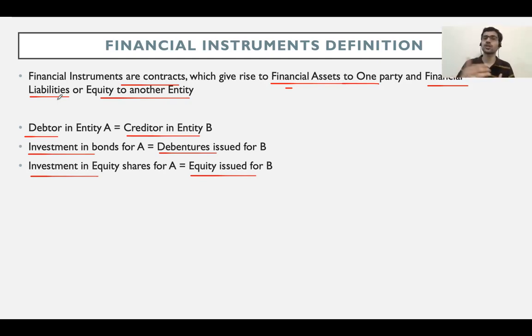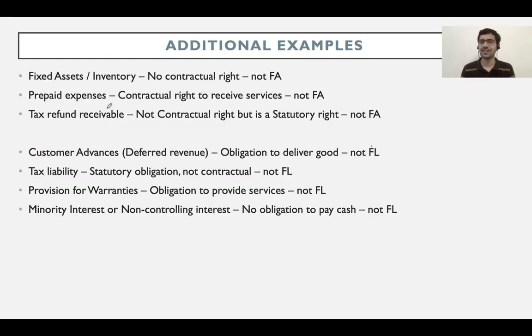I'm not saying that this holds good 100% of the times, for reasons that we will come to at a later point in time. All right. So financial instruments are basically those contracts where for me, it is a financial asset, and for the other party, it's either a financial liability or equity. Now, let us go into some further examples.